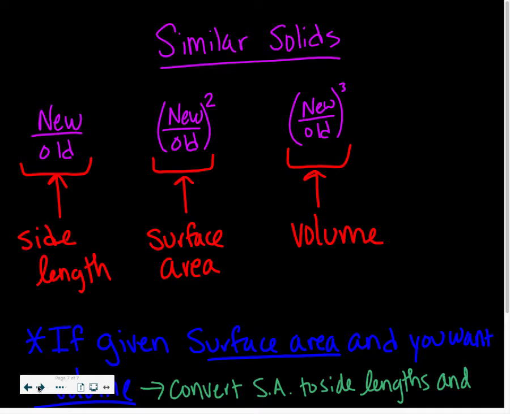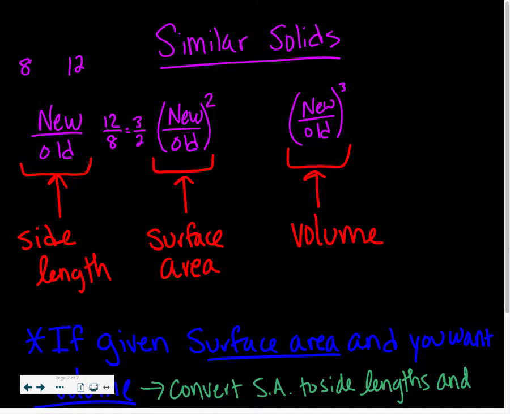Alright, the last thing that we covered in this chapter was similar solids. So if I give you two, say, cubes, and I ask what is the ratio from cube A to cube B? From A to B, you would do cube B, because that's my new one, over cube A, because that's my old one, and you take one of their side lengths. So if cube A had a side length of 8 and cube B had a side length of 12, you would have 12 over 8, or you could simplify that, 4 goes into both, 3 halves.